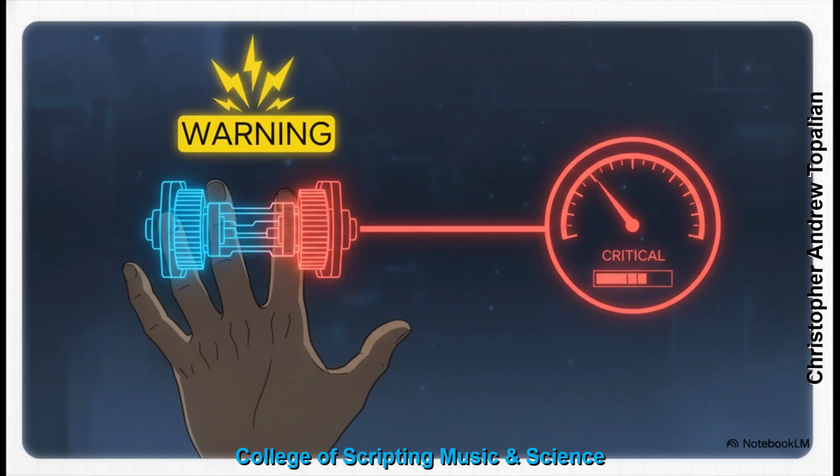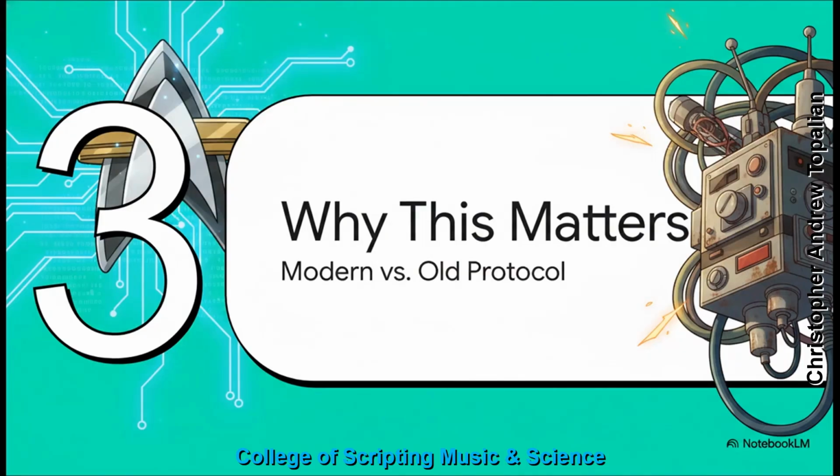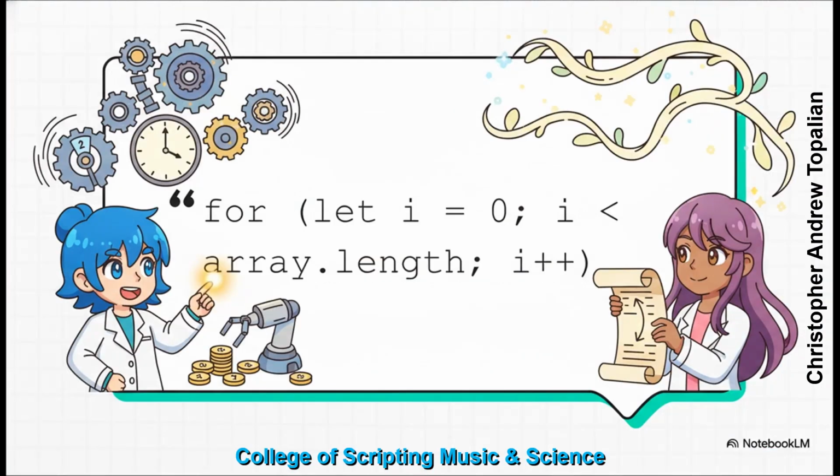That is precision. So, let's debrief. Why is this modern protocol so important? Well, to really get it, we have to compare it to the early, kind of clunky protocols that Starfleet used to rely on. Yes, this is the old way, the classic for loop. I mean, it works, but it's so cumbersome. You have to set up a counter, you have to manually check the array's length on every single iteration, and then you have to remember to increment the counter. That's a lot of manual bookkeeping.